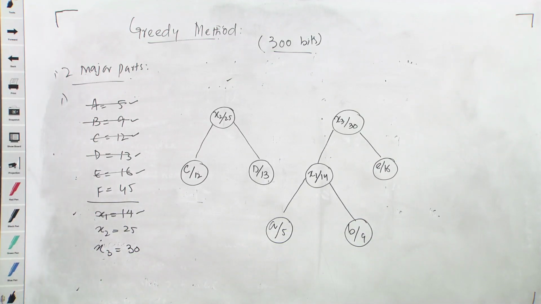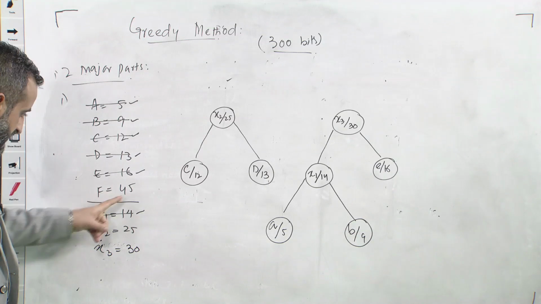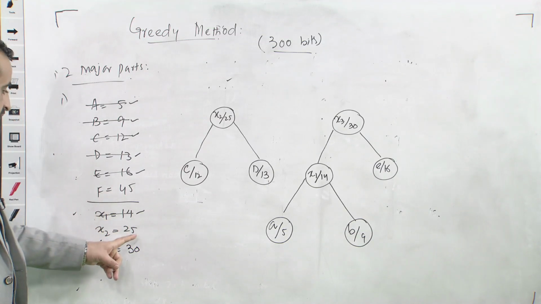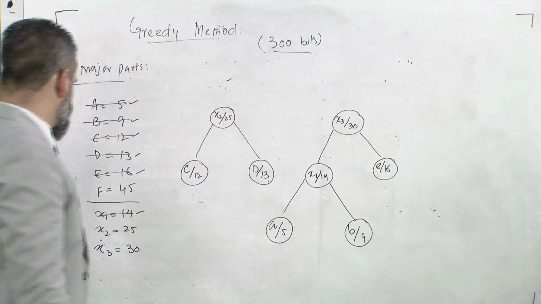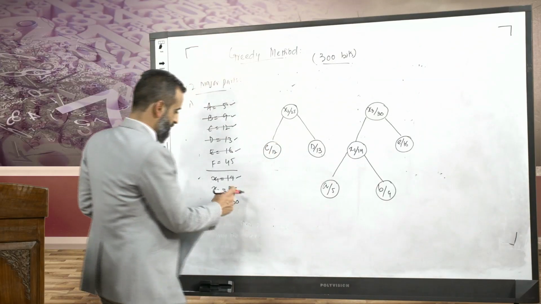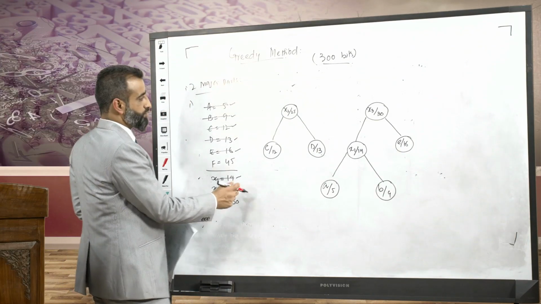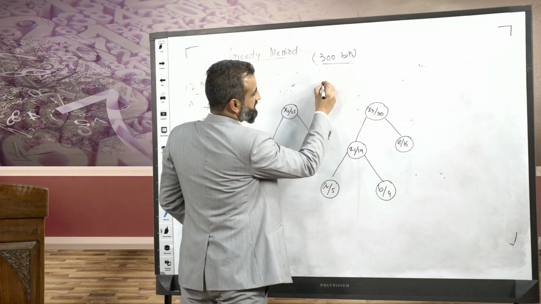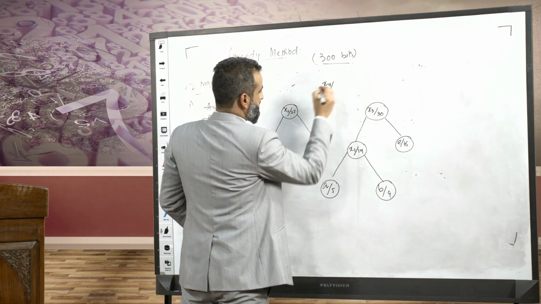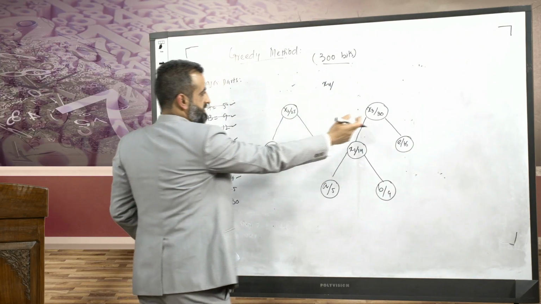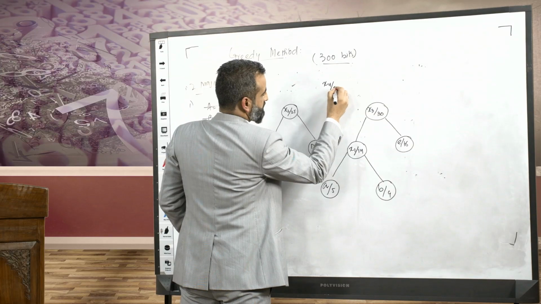So we are left with 3 nodes. We have F of 45, we have x2 with a frequency of 25 and x3 with a frequency of 30. So these are the 2 nodes, the smallest possible least frequency 2 nodes. Let's create a new node out of these and let's call that x4. And the frequency of that is 30 plus 25, which is 55.